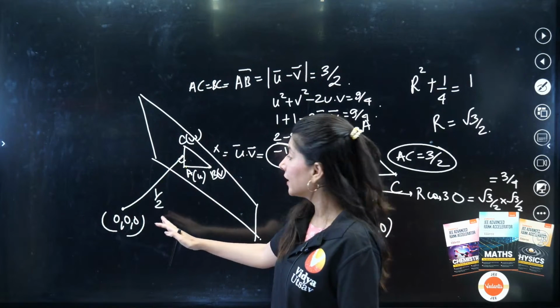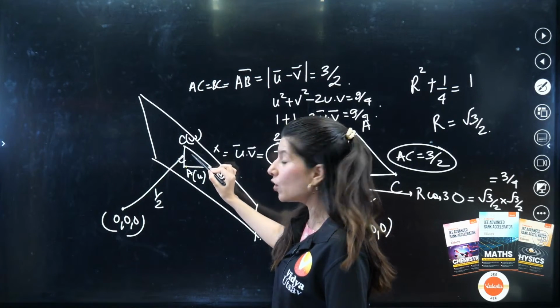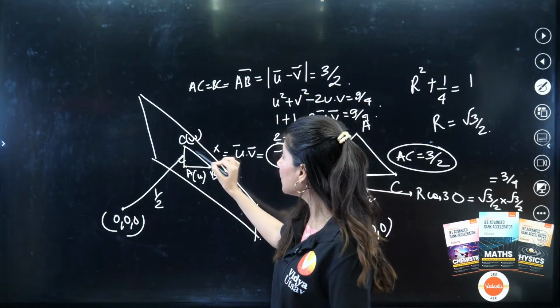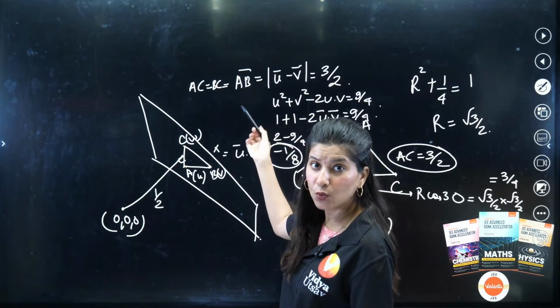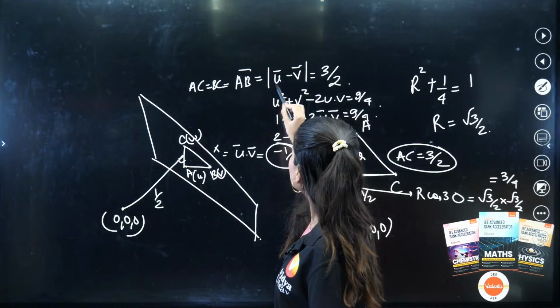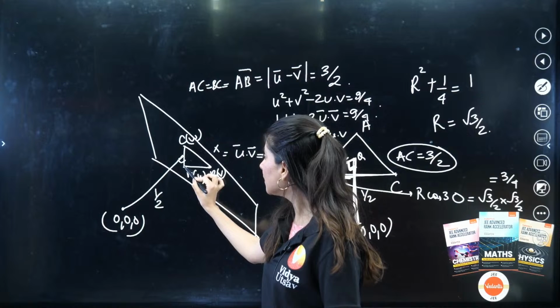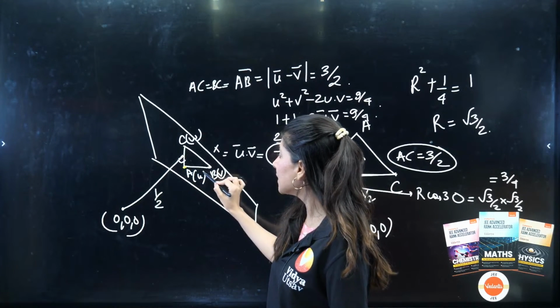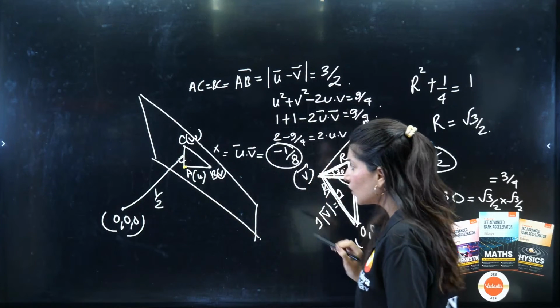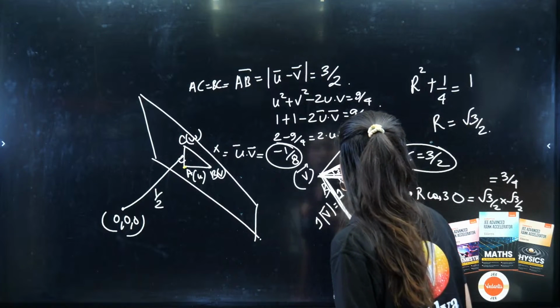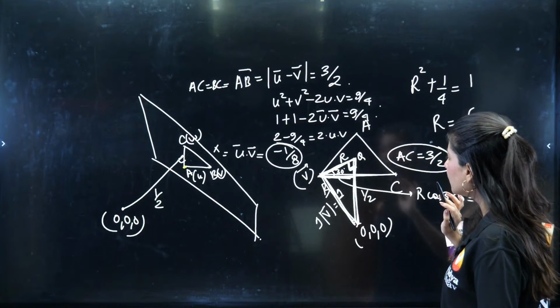Also, this is an equilateral triangle, so AB, AC and BC are equal, which is nothing but u minus v. So this length we are not aware about. Only the magnitude of each vertex is 1. Now let us draw one more diagram over here.